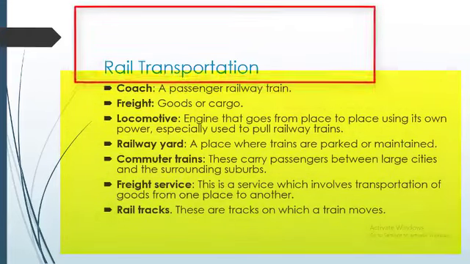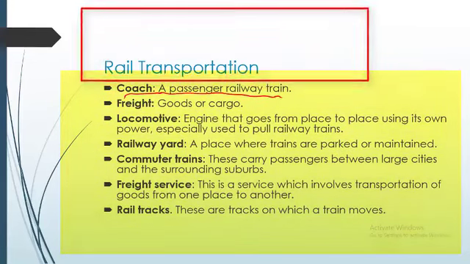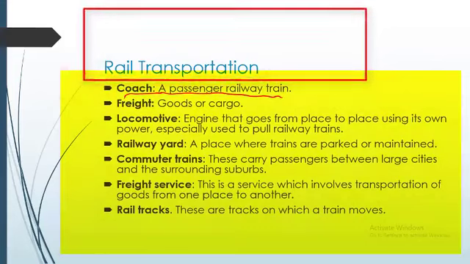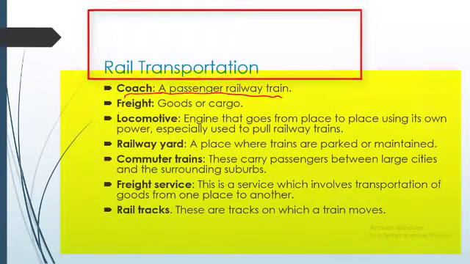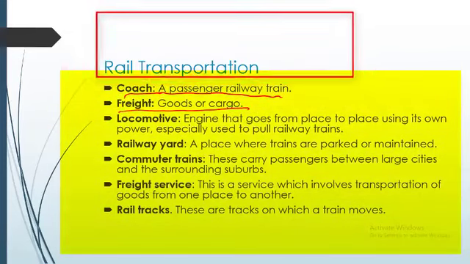Then let's move on to what you call the rail transportation. Under the rail transportation, we have something like coach. The coach is always the passenger's railway train. Then we have what you call the freight. Freight has to do with goods or cargo on the train. Then we have what you call freight service.